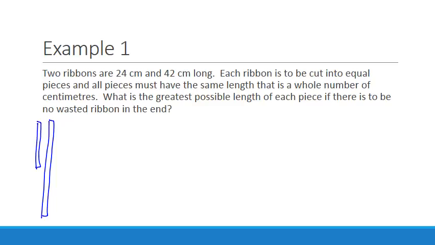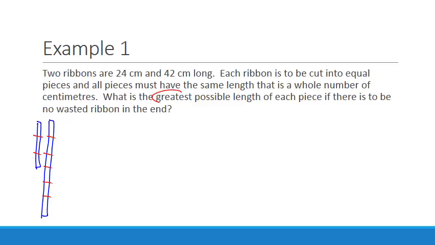So what we're looking to do is see if we can chunk this up. I'm just trying to give a visual of what's going on, so that we have strips that are the same length with no wasted ribbon. What I'm really looking at is, what's the largest number I can divide into both lengths? If we're asking for the largest length I can divide in, then we're thinking about a greatest common factor.